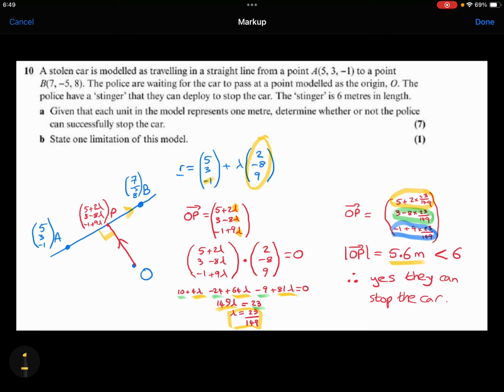Part B of this question, state one limitation of the model. And the obvious one here is that the stolen car is unlikely to be travelling in a straight line, or that the police are unlikely to stay at the origin. They're likely to move towards the stolen car. Or we could say any other sensible reason for why this is not a sensible model.